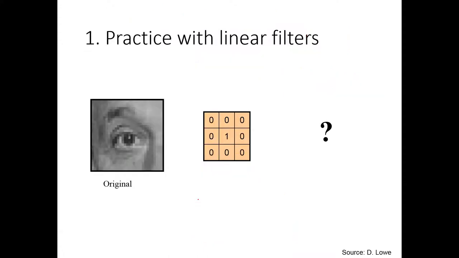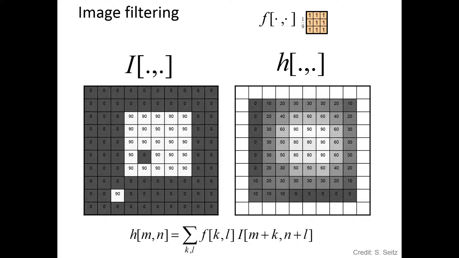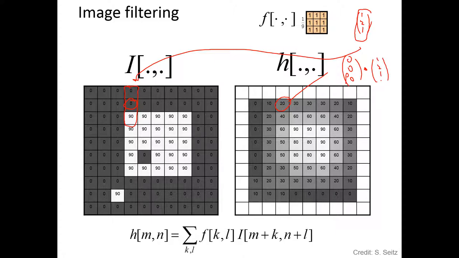Yes, but let me go back to here. Looking at this one again, I can have different values. Say I don't have all ones, but something else, this 1, 2, 1 as the filter. Now it's like a line filter, I don't know what it's called. To compute the output at this point, you overlay the filter on the image and compute the dot product with the values here: 0, 0, 90. By dot product I mean element-wise multiply and then sum together. So in this case it equals 90, and this value will be 90.